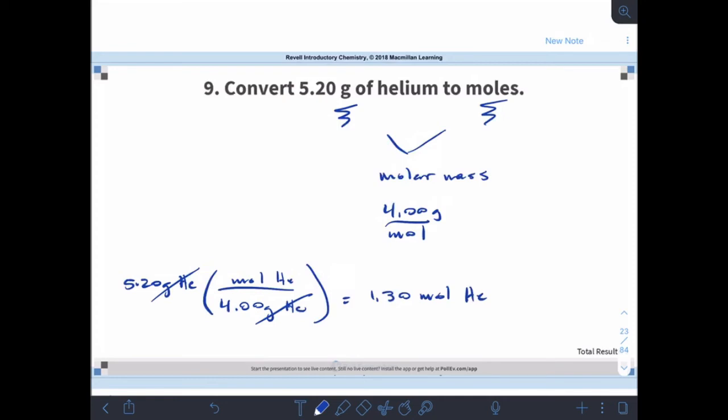Okay, remembering that molar mass, we do have to care about sig figs with molar mass. That's a measured quantity. So 3 sig figs in our initial amount, 3 sig figs in our molar mass, so our final answer will have 3 sig figs.